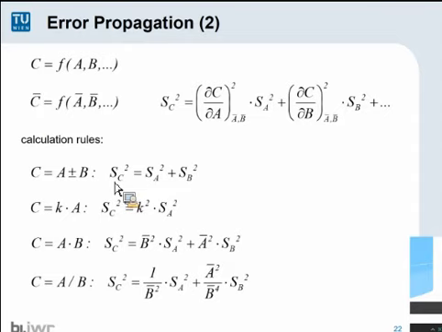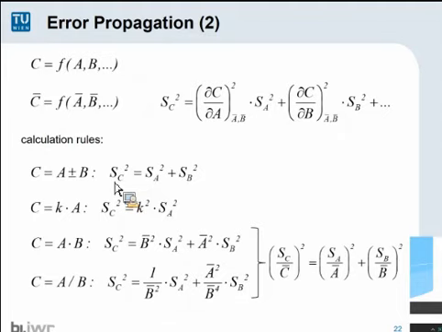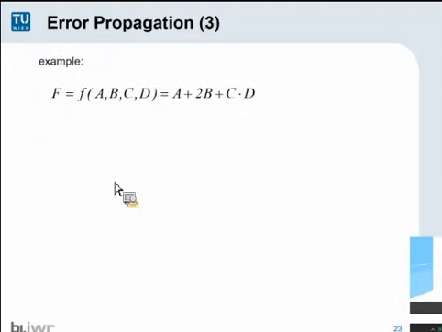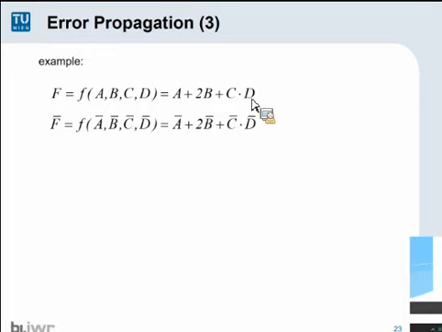And to give you a small impression how this formula works, I have prepared another example. Let's say we have a function. F is a function of a, b, c, d, and that's the function a plus 2b plus c times d. Now we want to compute the uncertainty of f, assuming that each of these parameters has an uncertainty. So the best estimate of the mean value of f is when you insert the mean values of a, b, c, and d into this formula.